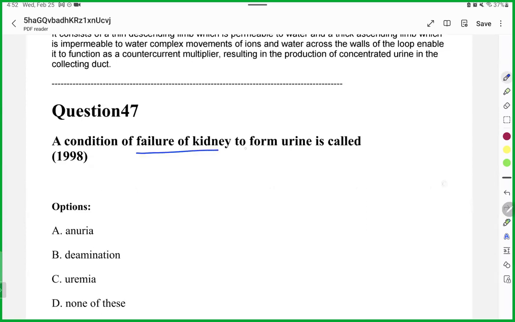Kidney failure condition, absence of urine. Anuria. A means without, so anuria means without urine.